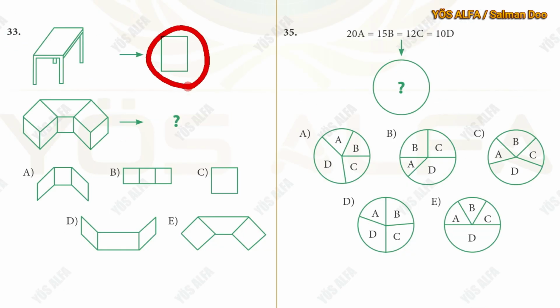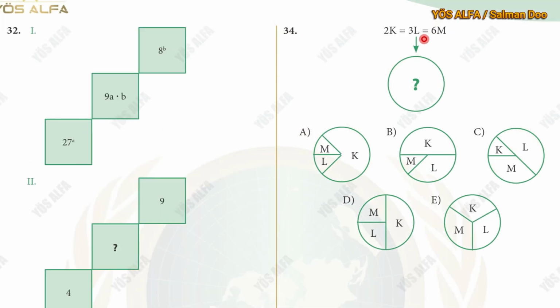33. So the top view of the table is given. So what is the top view of this shape? It's E. 34. This relation is given, and we're asked to find the correct answer choice. Okay, let's say this is equal to x. So K is equal to x over 2, L is equal to x over 3, and M is equal to x over 6.